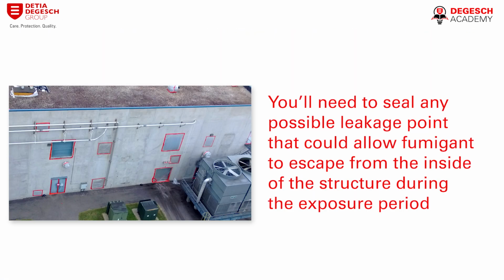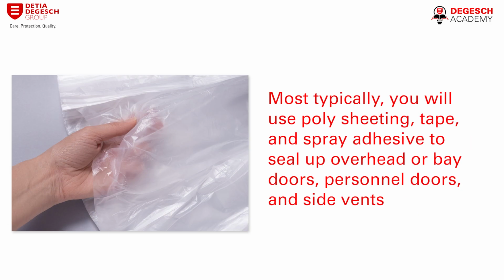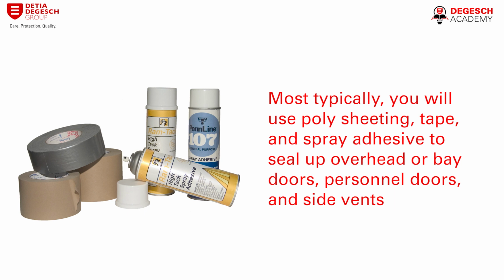You'll need to seal any possible leakage point that could allow fumigant to escape from the inside of the structure during the exposure period. Most typically, you'll use poly sheeting, tape, and spray adhesive to seal up overhead or bay doors, personnel doors, and side vents.